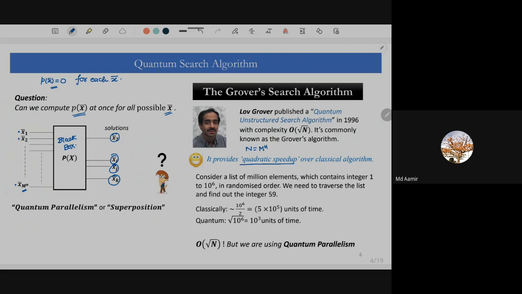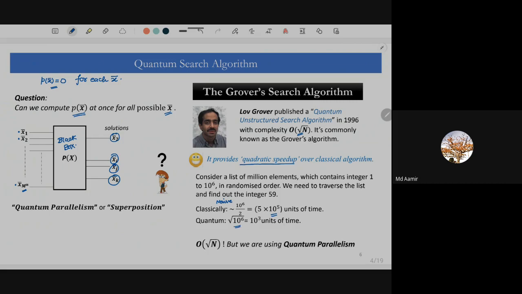And here, let's consider a list of a million elements. Let's just take an example. A list of a million elements which contains integers 1 to 10 raised to 6 in some randomized order, and we need to traverse the list to find the integer 59. This is just a toy example, to emphasize the meaning of this root n. So classically, 10 raised to 6, this is the naive approach, by 2, so we have 5 into 10 raised to 5. So it's huge. It's almost like a million units of time, 0.5 million units of time.